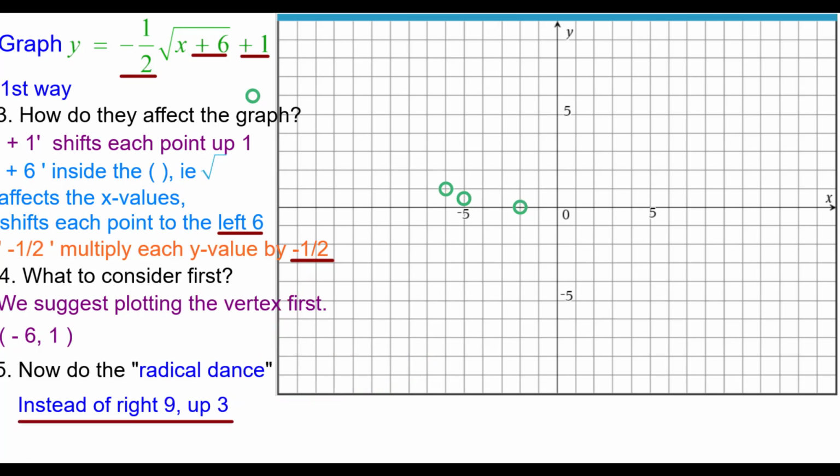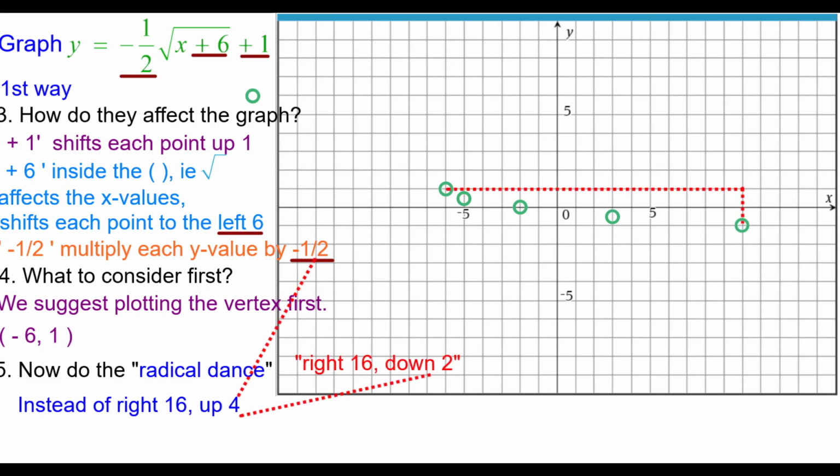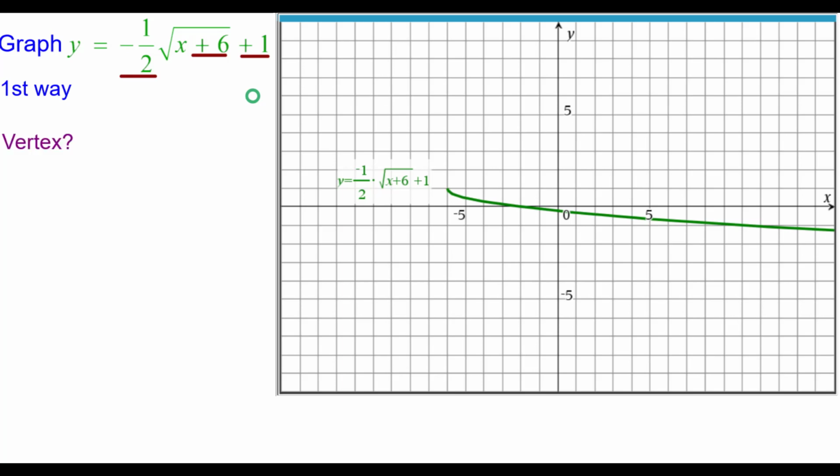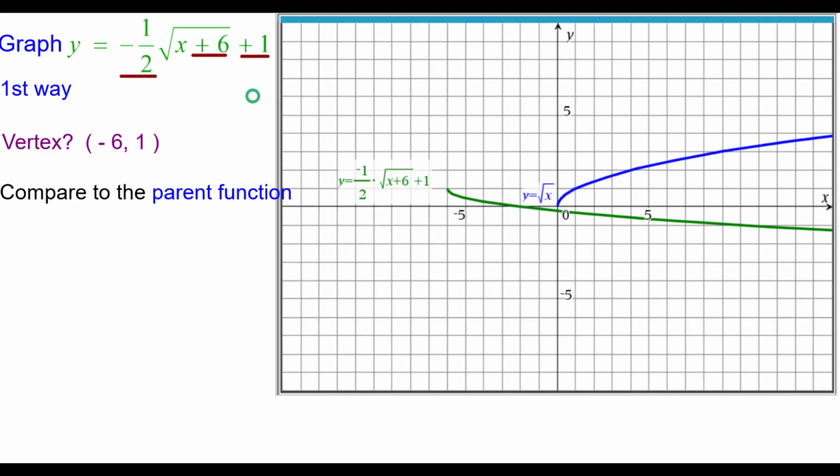Instead of right 9, up 3, it'll be right 9, but down 3/2. And instead of right 16, up 4, it'll be right 16, but down 2. Negative 1/2 times 4 is negative 2, down 2. Connect the points, make it look like a square root looking curve. The vertex is at negative 6, comma 1. And compare it to the parent function. You can see the parent function opens a different way and has a different vertex.